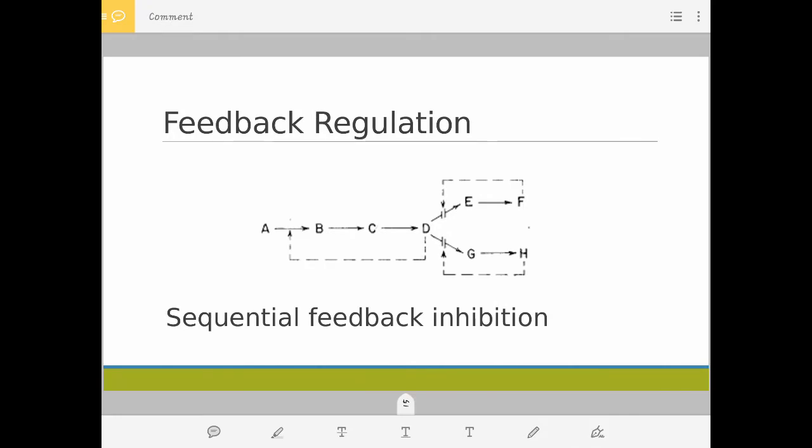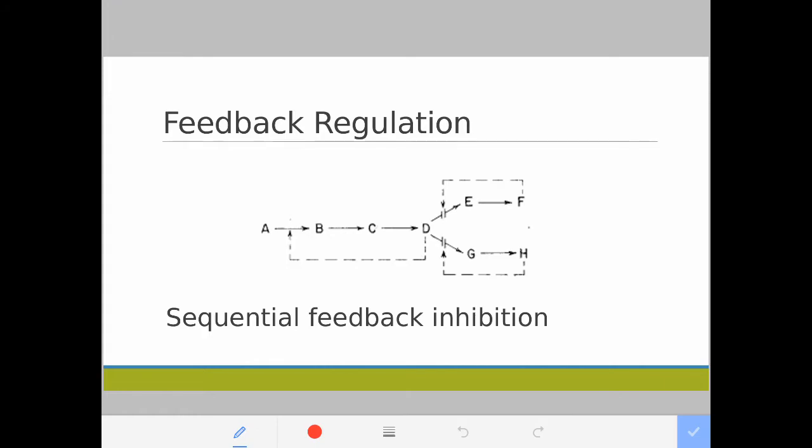Now, we also have sequential feedback inhibition. So this is a simple branch pathway. In sequential feedback inhibition, in the branch pathway, you have two end products, F and H. F is an inhibitor of the enzyme here, and H is an inhibitor of a different enzyme. So the pathway branches out.